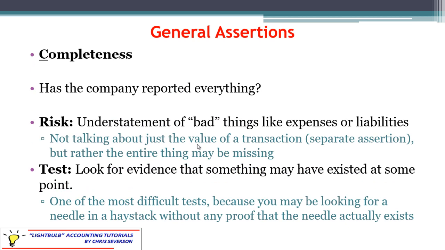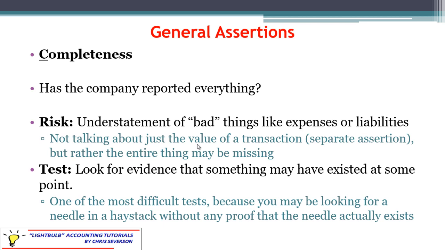Completeness. This is almost the opposite of existence, and I would actually say it's the opposite. Now we're concerned with, did they report everything? Generally, this would be bad things we're looking for. And when I say bad things, I'm talking expenses, liabilities, things a company doesn't want. But of course, if they exist, they have to report them. So the one thing I do want to mention here, we're not just talking about the value of a particular transaction, because value is a separate assertion altogether.